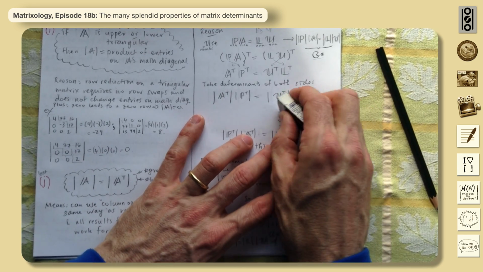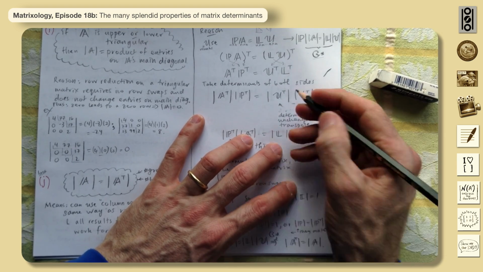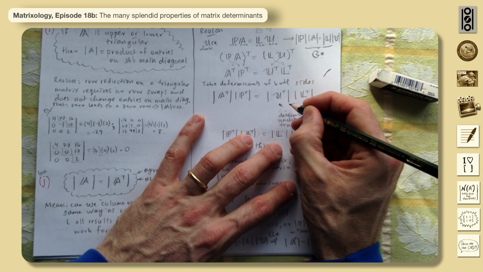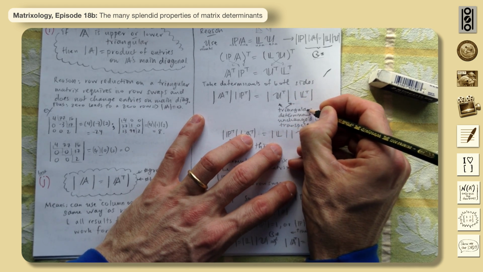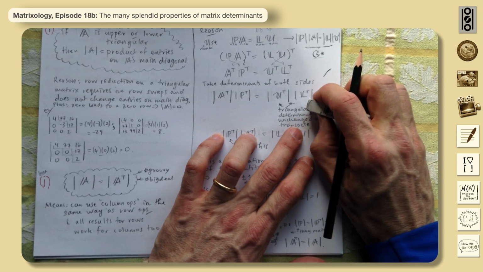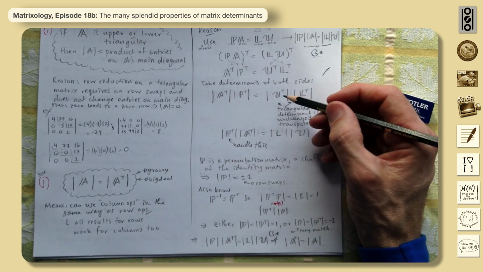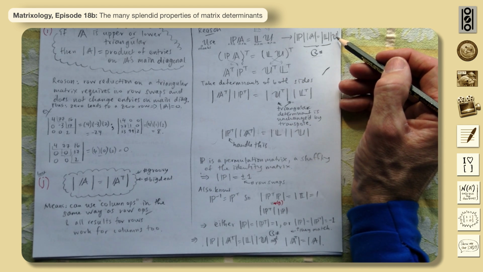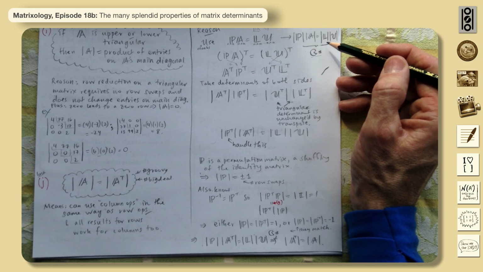This is not right. It should be triangular. I know what I was trying to say. So these are triangular matrices. So we know the determinant of U transpose is the same as the determinant of U. The determinant of L transpose is the same as the determinant of L.